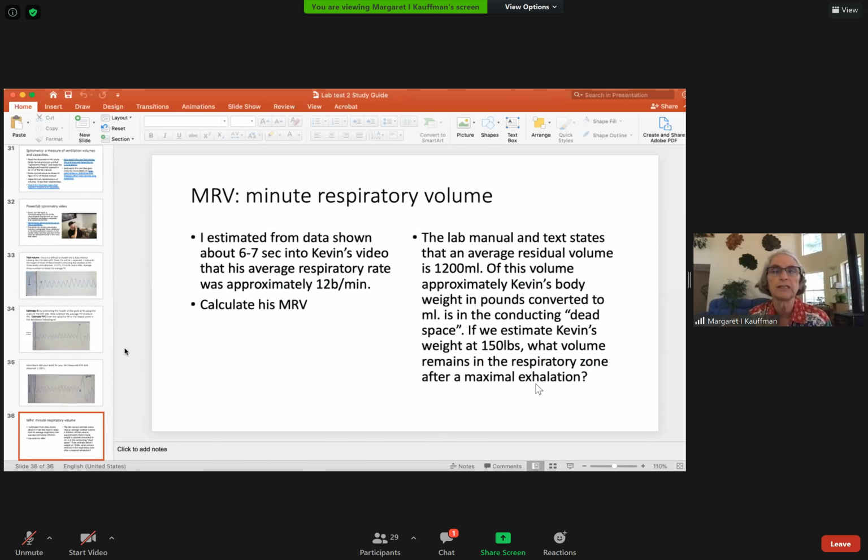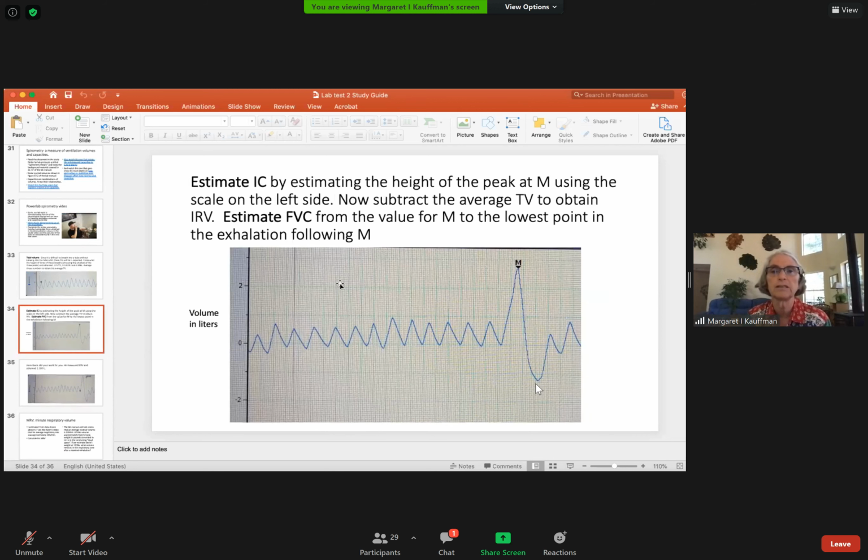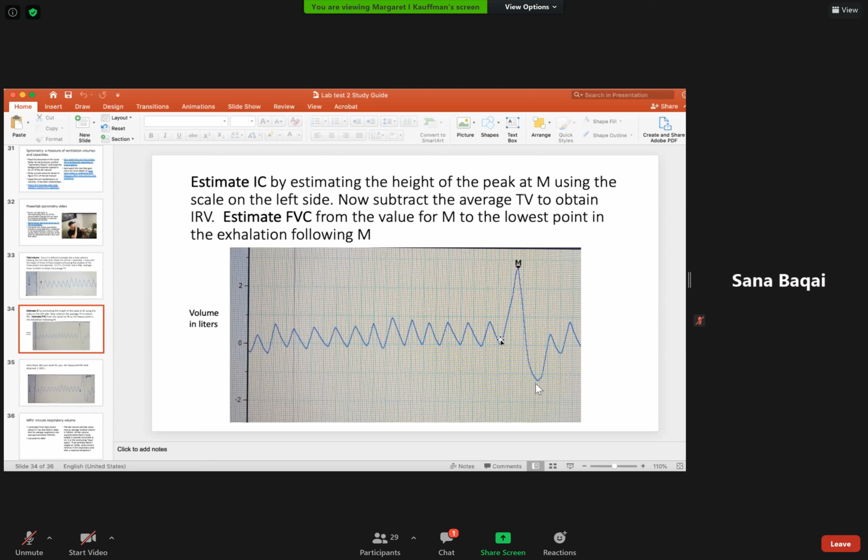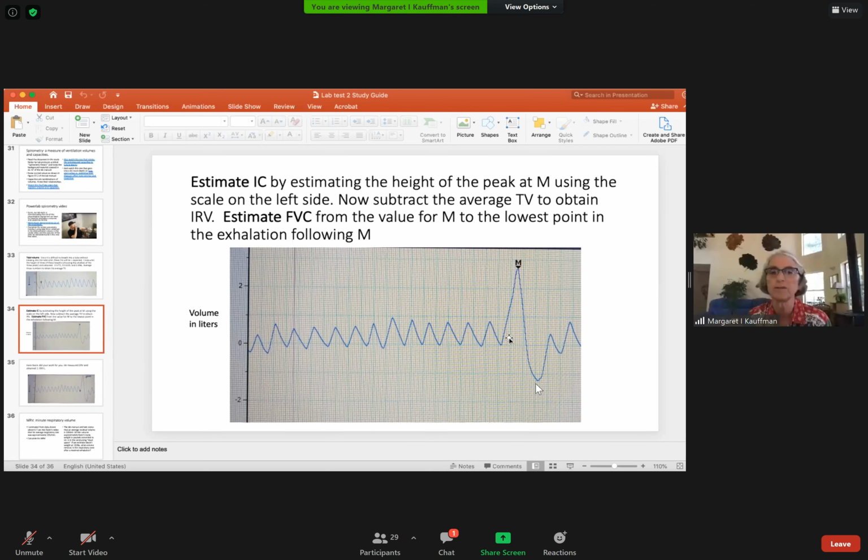And I don't think he measured, yeah, you have to estimate the height to get the inspiratory capacity. So to do that, you're going to measure from 0 and try and figure out where this meets here. Since it's at 0, that's the inspiratory capacity. If you fill out the inspiratory reserve volume, you've got to subtract your average tidal volume. So that would be from wherever the average tidal volume is to here.